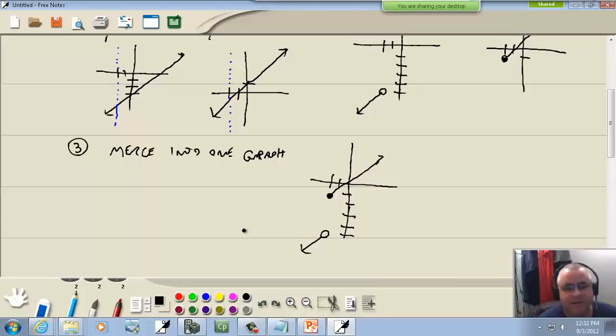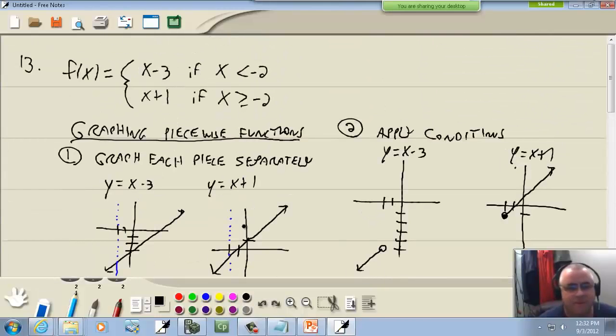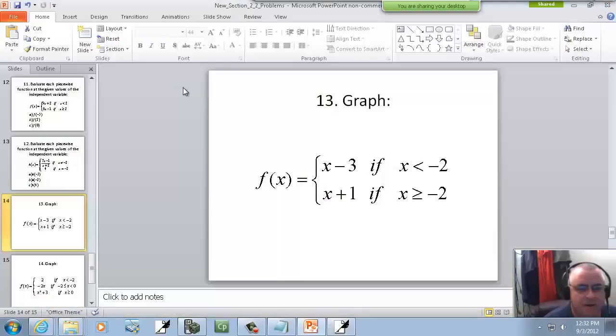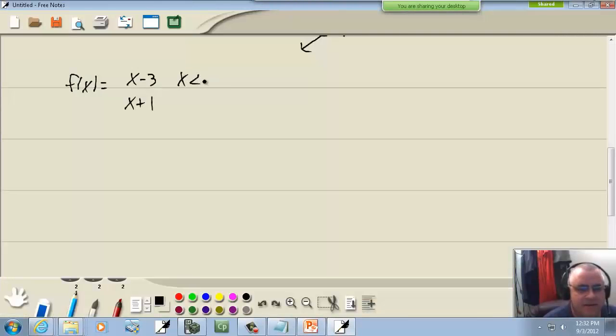Let's take a look at how to do this on the calculator. And let me write it over. I got f of x is equal to x minus 3 and x plus 1. X is less than negative 2 and x is greater than or equal to negative 2. Okay, the key to graphing these is put parentheses around x minus 3, put parentheses around x plus 1, and put parentheses around your conditions like that. And then we're going to put this on y1, we'll put this on y2.